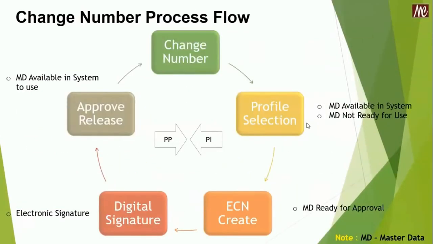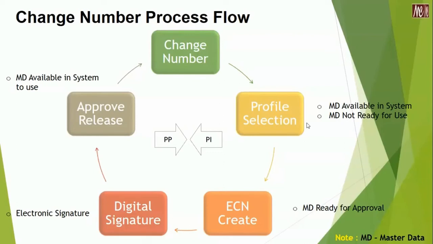Going ahead to understand the processes, how exactly the change number will work. First of all, a change number will be created in the system. Then, for the further activity, we have to inform the system what kind of profile we have to assign so that the change number, which is used for recording the history, can work properly. That is called the profile selection.